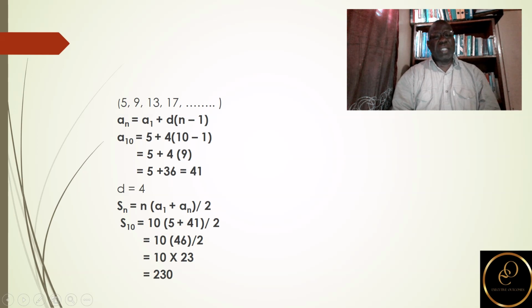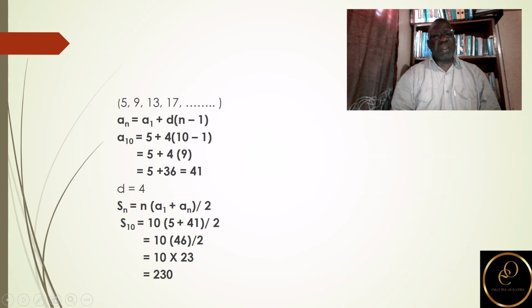So d is 4. So what are we looking for? We are looking at the 10th term in this particular series. So n is 10, the common difference is 4, and the first term is 5. So 5 plus the common difference 4, open brackets, 10 minus 1. We're going to end up having 4 times 9, which is going to give you 36. Add it to 5, we're going to get 41. So that's how we work on it.